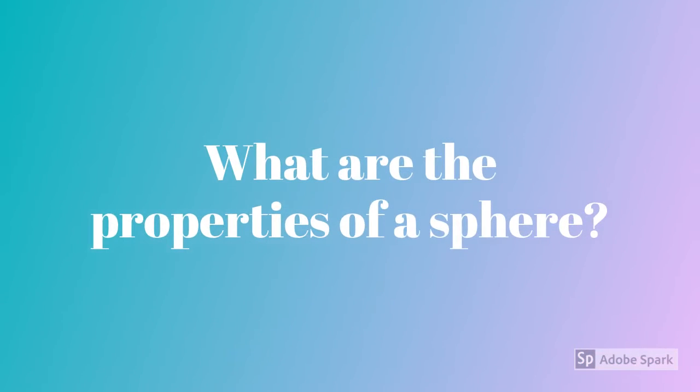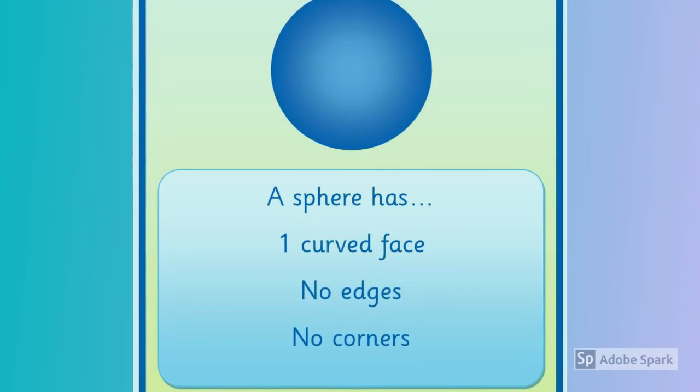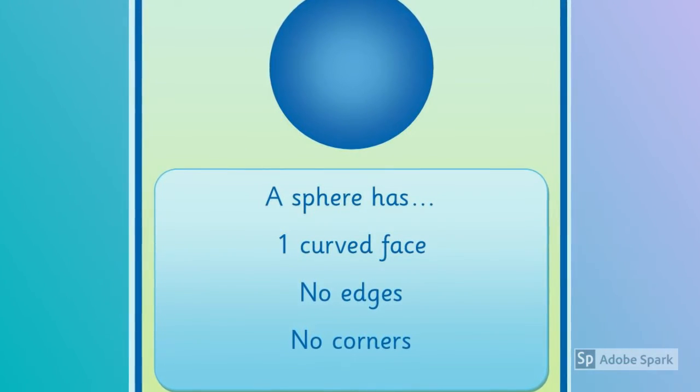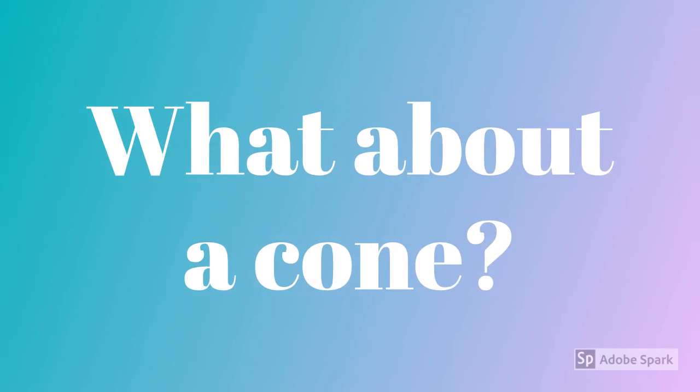Remember what the properties of a sphere were. I'd like you to pause the video and tell an adult what you learned. That's right, a sphere has one curved face, no edges, and no corners, just like a football. Can you tell me about a cone? That's right, an ice cream cone. Pause the video, tell me or tell an adult what you've learnt about a cone.